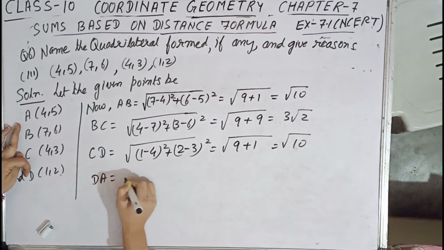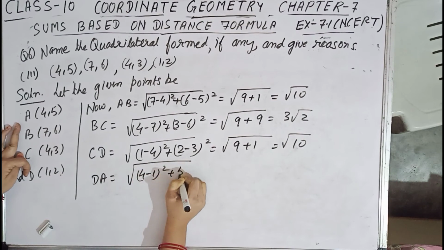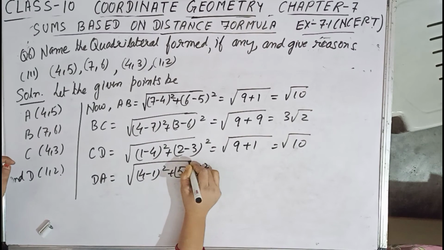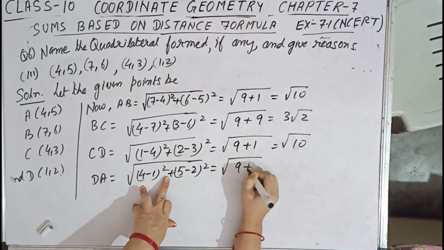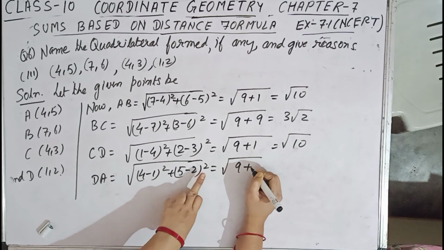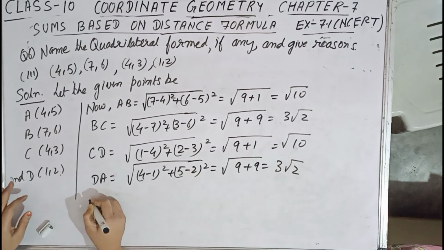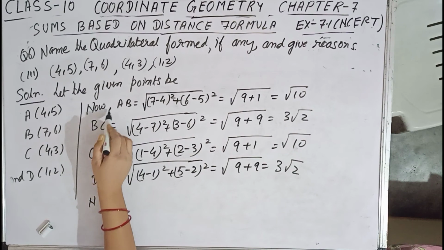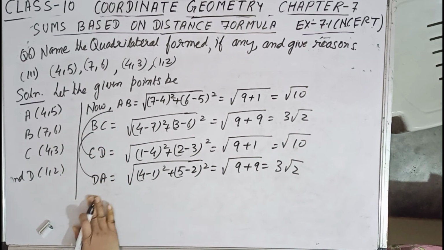DA equals (4 minus 1) square plus (5 minus 2) square. So this will be equal to 3 square, that is 9, and over here 5 minus 2 is 3, 3 square, that is 9, that is 3 root 2. Now we can see that over here AB and CD, these two lengths are equal, and BC and DA are equal. We will write this also here.